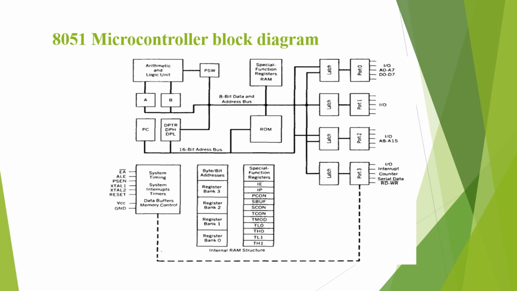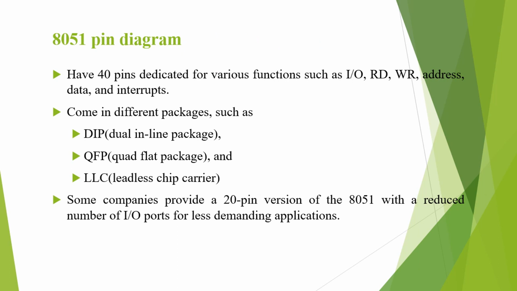And then we have the IO ports, that is 4 IO ports, each with 8 bit lines. And then we have the timing, interrupt, and control circuitry. These are the features of 8051 microcontroller. Next, we will see the 8051 pin diagram.